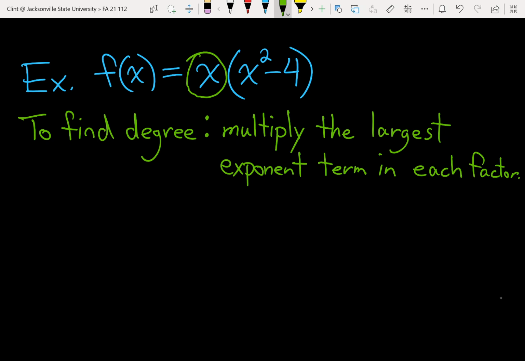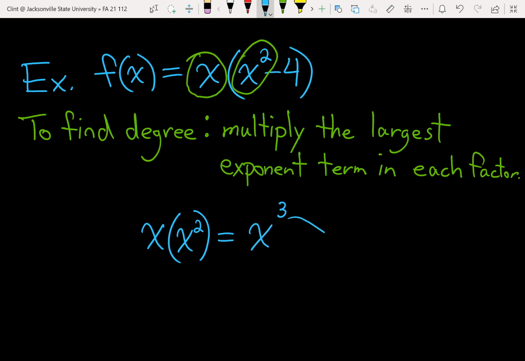multiply it together. Remember, what we're trying to do is end up with an answer that has the biggest possible exponent, because that's going to be the one that gives us the degree. So here, if I take those two, x and x squared, multiply those together, I'll get x to the third. So my degree here is 3.